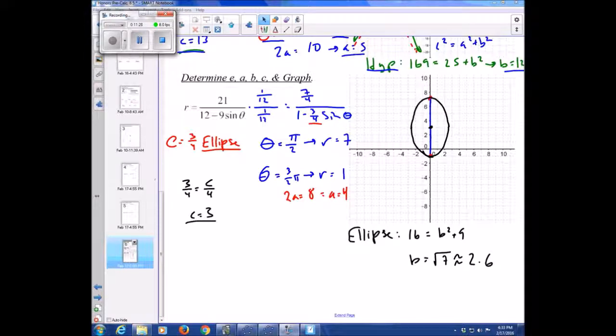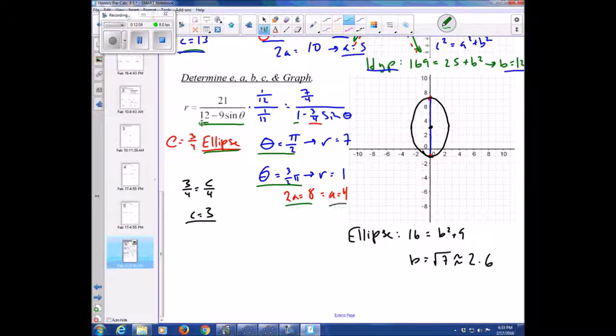We've got an eccentricity of 3/4 after multiplying by 1/12 to get that lead one in the denominator. That tells us that we've got an ellipse. We know that this is a vertically oriented ellipse, so we're going to plug in rotations of pi over 2 and 3/2 pi. That gives us r values of 7 and 1, and when we plot those r values, we get the major axis extending from -1 to +7, and that gives us a major axis of length 8, which means that the a value is going to be 4.